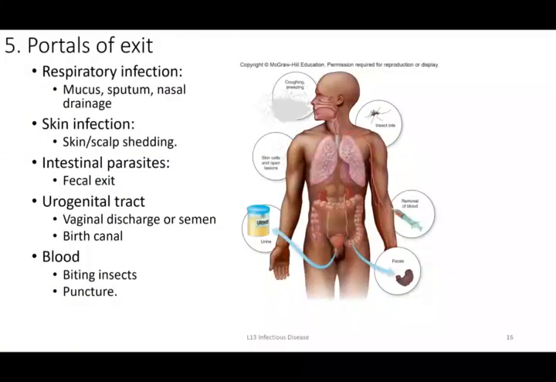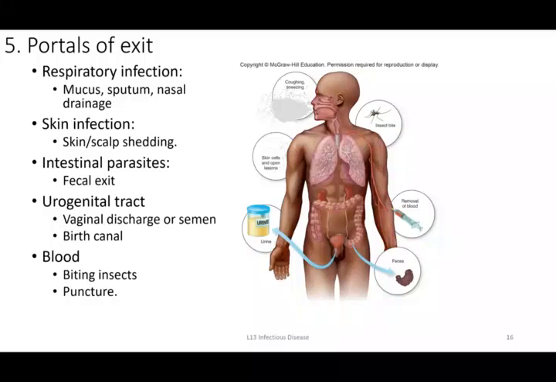So just as we saw portals of entry on the front end of this series for a microbe to cause disease, they have to enter our body. For the circle to continue and to infect another individual, there needs to be some way in which the microorganism leaves a patient as well.